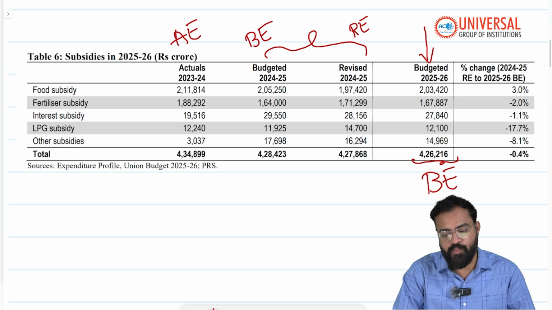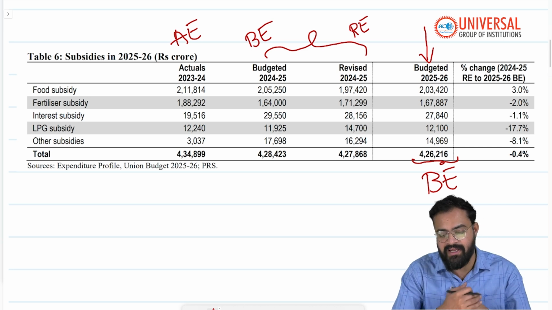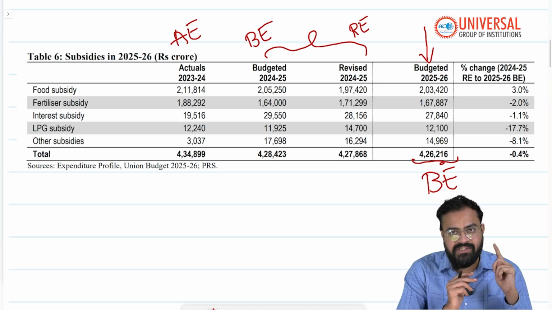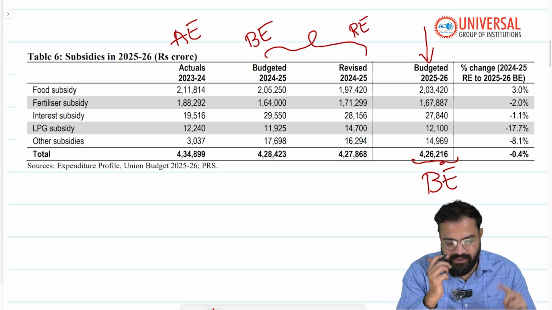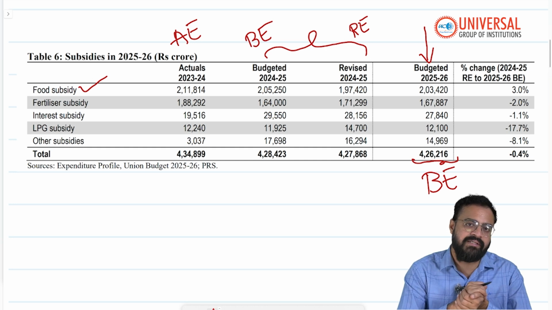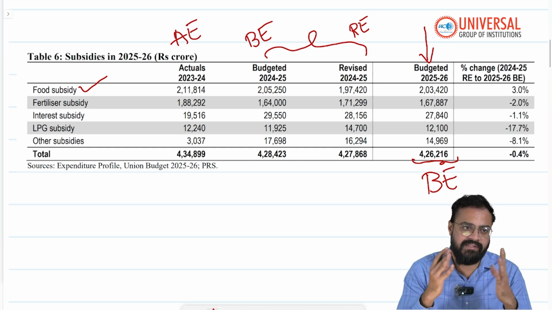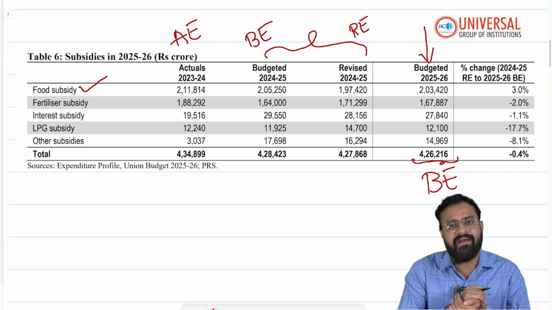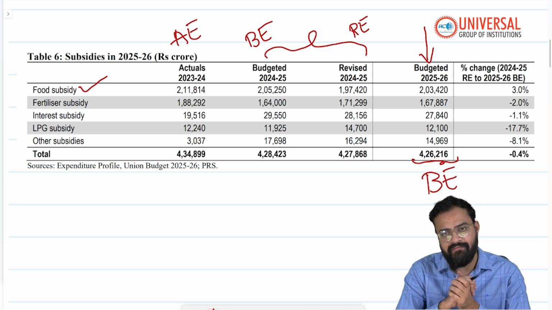Now, the next point: the largest subsidy happens to be the food subsidy. As you are already aware, we have the National Food Security Act, that is right to food is being ensured, where 50% of the urban population and 3/4 of the rural population are beneficiaries. Collectively, nearly 82 crore people are beneficiaries under this NFSA.